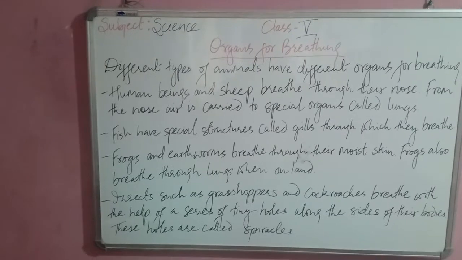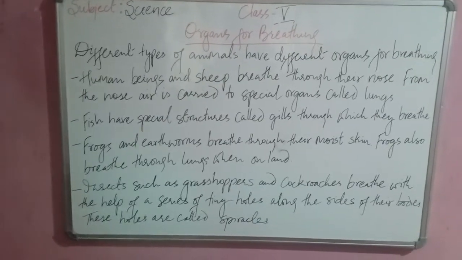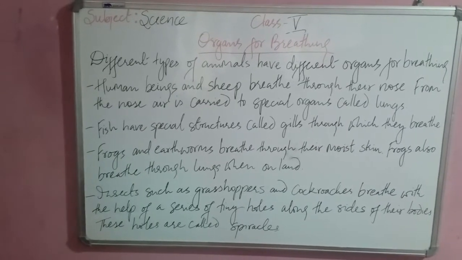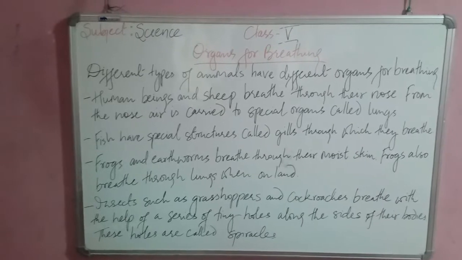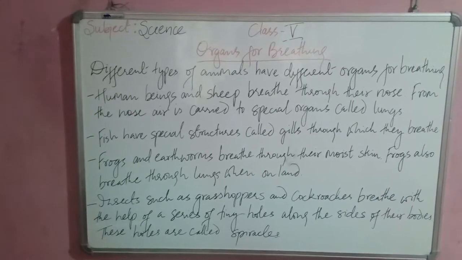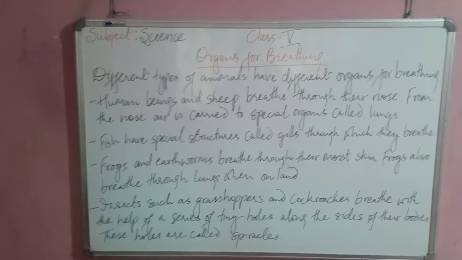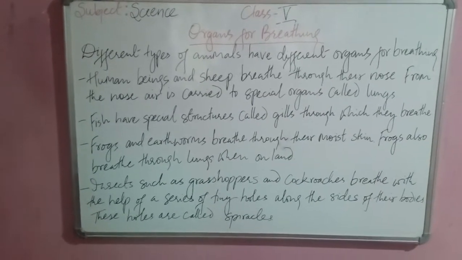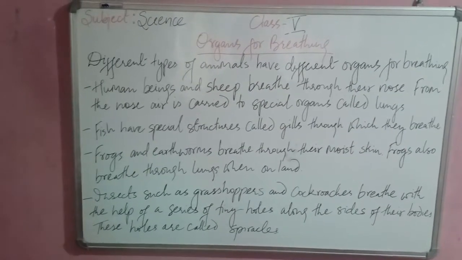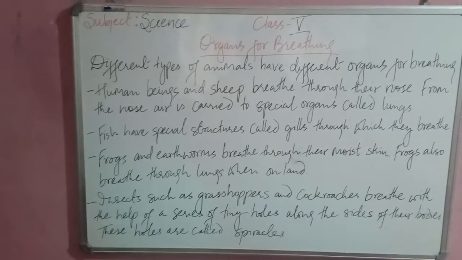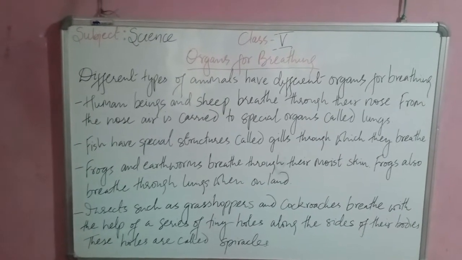From the nose, the air is carried to the special organ called lungs, and fish have a special structure called gills through which they breathe, and the frog and earthworm breathe through their moist skin. Frogs also breathe through lungs when on land. And then insects such as grasshoppers and cockroaches breathe with the help of a series of tiny holes along the side of their body. These holes are called spiracles.